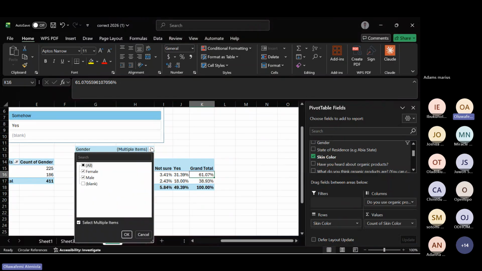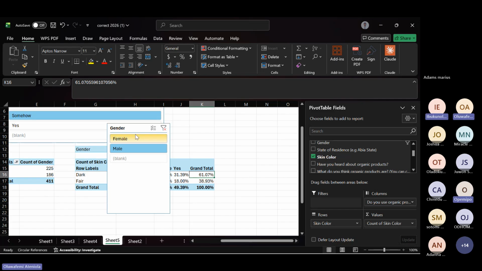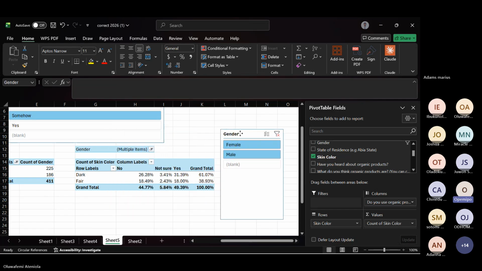So by the time you drag it down, we can tell how many male, how many female, but the filter might be giving us a tough one, meaning you have to write them down and then come check again. We can just do it this way and say, okay, gender should come in as a slicer. So we now have male and female. Are we getting this?